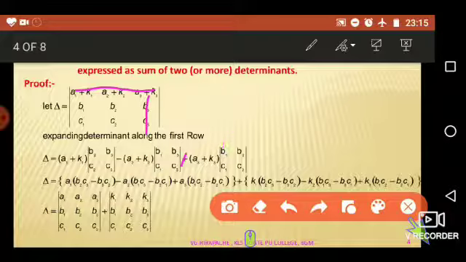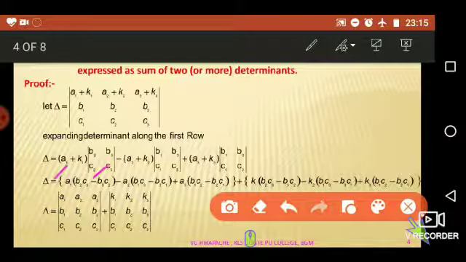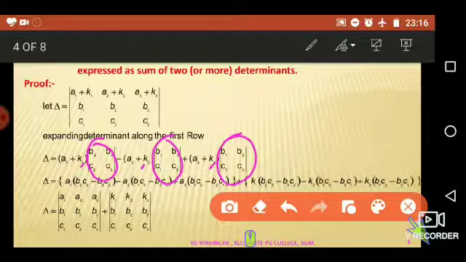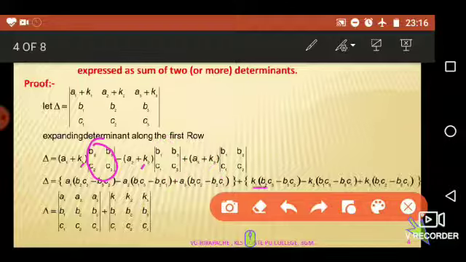Now evaluating these second order determinants, first we multiply A1 to the determinant B2, B3, C2, C3. Also let me multiply minus A2 to the determinant B1, B3, C1, C3, plus A3 into B1, B2, C1, C2. Similarly, we multiply K1 to the same determinant, minus K2 to the other determinant, and K3 to the last determinant. Their product we have written in another bracket.